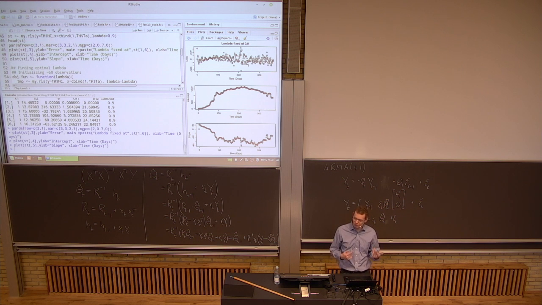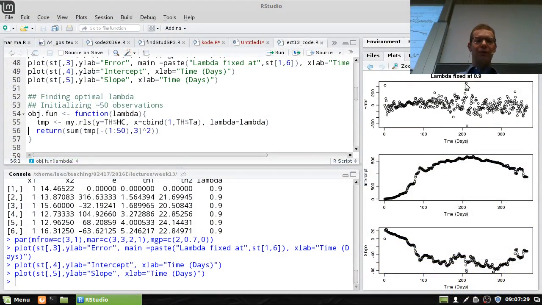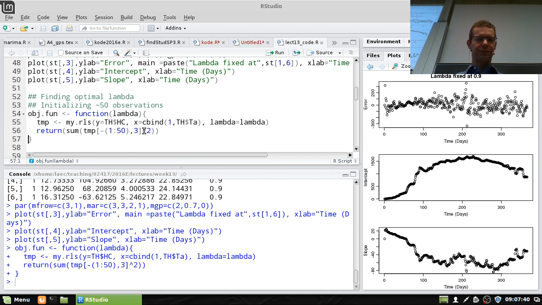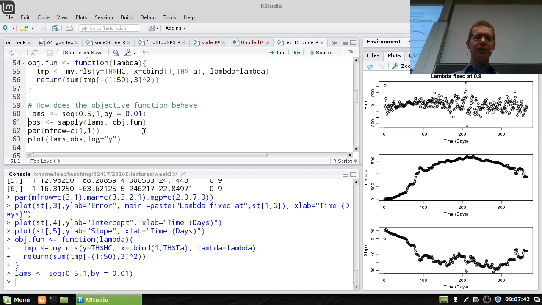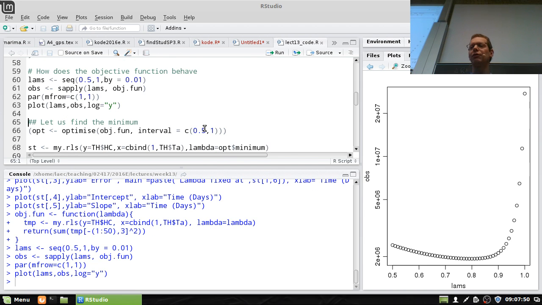But now, first, I just picked a lambda. We want to optimize this. So what I will do is I will have this objective function that runs the before mentioned algorithm, and then what it does is to return the sum of, well, first omitting the first 50 observations, and then just the sum of square prediction errors. And let's just calculate this for a lot of lambdas and apply that, and then let's make a plot. So it looks like this.